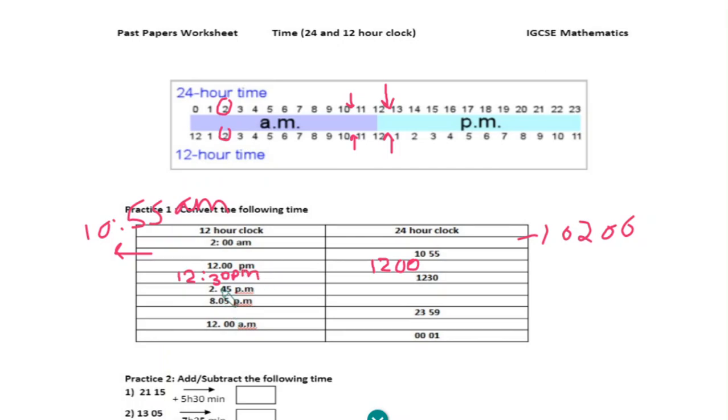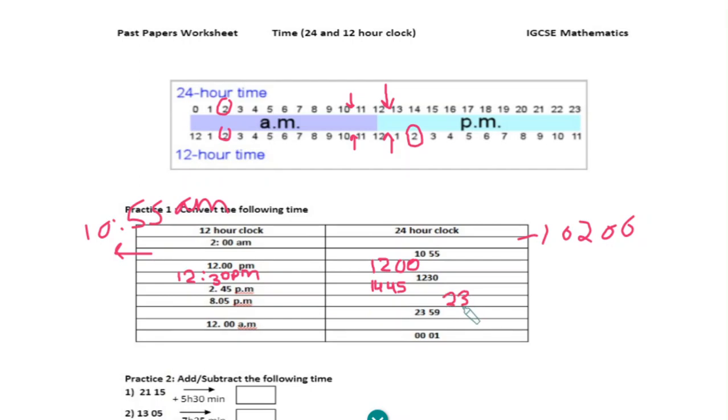Next we have 2:45 p.m. So 2:45 p.m., add 12 to it and you'll get 14:45 in the 24 hour clock. Then we have 8 p.m. again add 12 to it, so we will get 23:59.